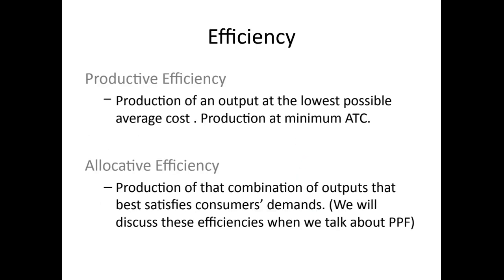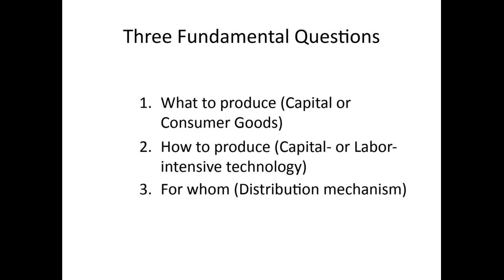Now read the definition. Allocative efficiency: production of that combination of outputs, not point A, but point B actually, that best satisfies consumers' demand as well. So suppose consumer demand is at point B, then the production point should also be at point B. If this is the case, then we call it allocative efficiency. And we'll discuss allocative and productive efficiency in more detail in later chapters, but you have some basic idea of these two concepts.